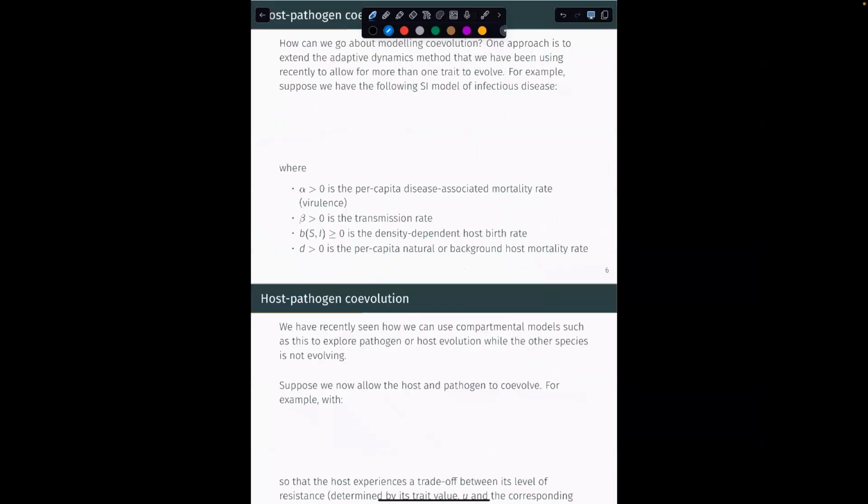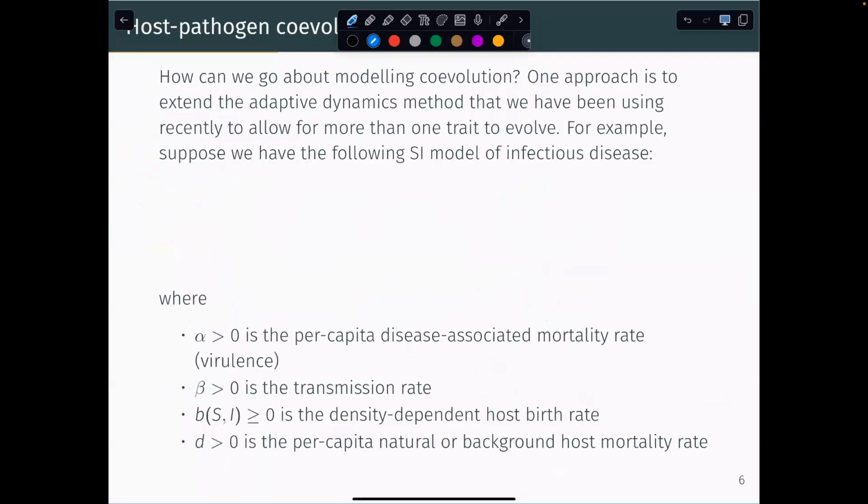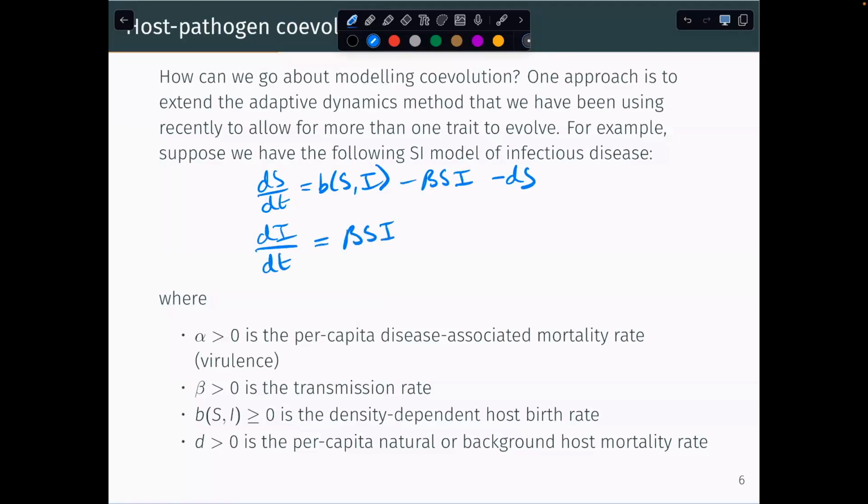Okay, so let's think a little bit about how we can model coevolution. I'm going to focus on host-pathogen coevolution, just because we've been looking at evolutionary epidemiology recently, and we've explored how pathogens can evolve in isolation, where the hosts are not evolving, or vice versa, how hosts can evolve when pathogens don't evolve. So we're going to start from our basic SI model that we've had before. One can make more complex models, but the math becomes a little bit trickier. We're just going to keep things as simple as we can here, just for the sake of tractability.